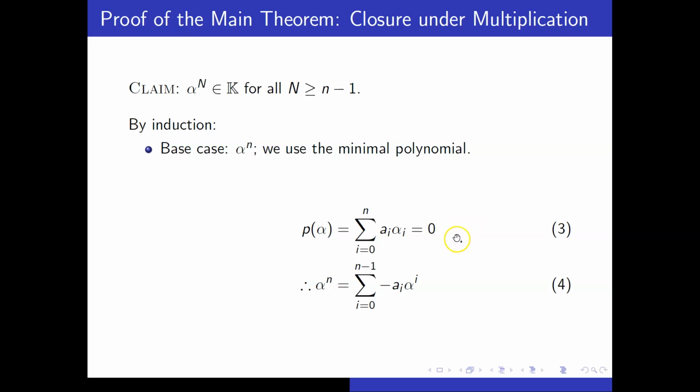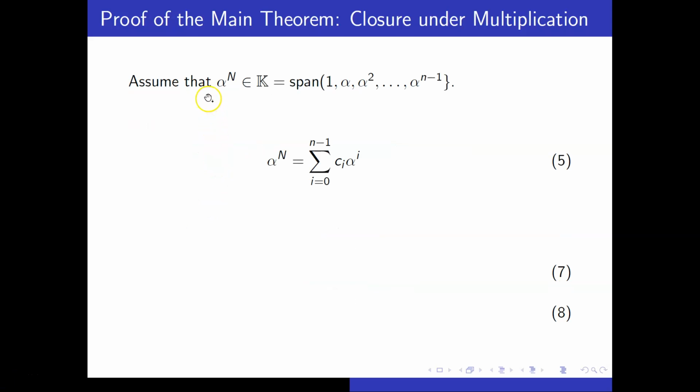Okay, so I know if I take the sum from 0 to n of alpha to the i, a sub i, alpha to the i, I get 0. The minimal polynomial is monic, so I can split off the alpha to the n, push all the other terms to the other side, and that does it. In equation 4, we see that we have alpha to the n expressed as a linear combination of the powers of alpha ranging from 0 to n minus 1 simply by breaking up the minimum polynomial.